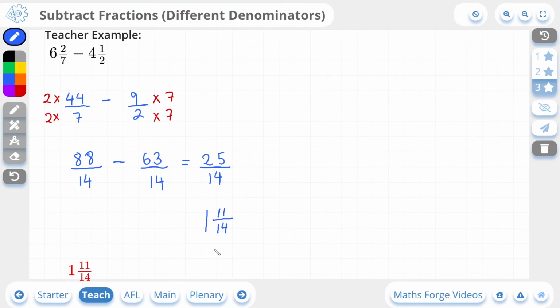And that's it for subtracting fractions with different denominators. It's very similar to adding fractions with different denominators.